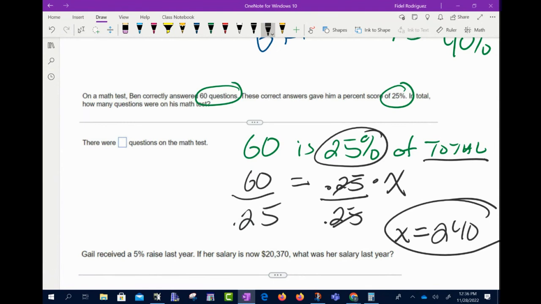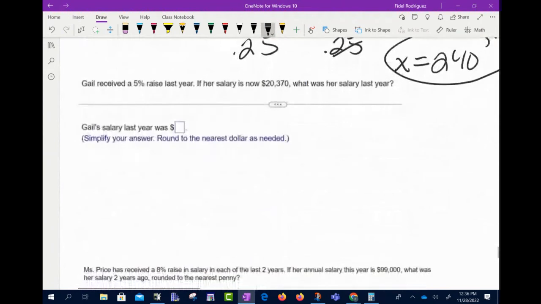All right. So let me keep scrolling along here, y'all, and let's see if we can figure this thing out. It says Gail received a 5% raise last year. If her salary now is $28,370, what was her salary last year? Okay, so look, y'all, I don't know what her salary last year was. I'm going to call this X. Okay, that's her salary last year.